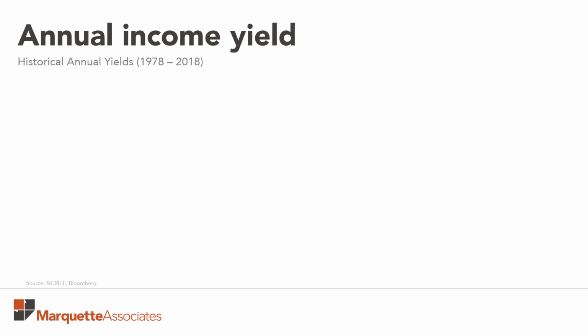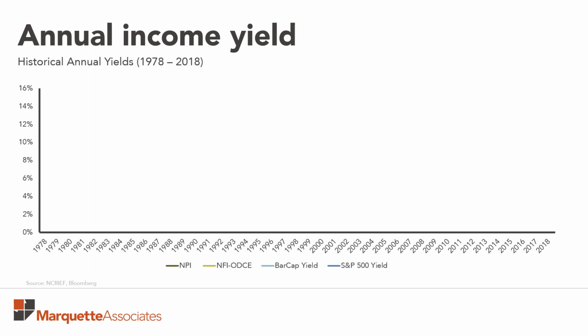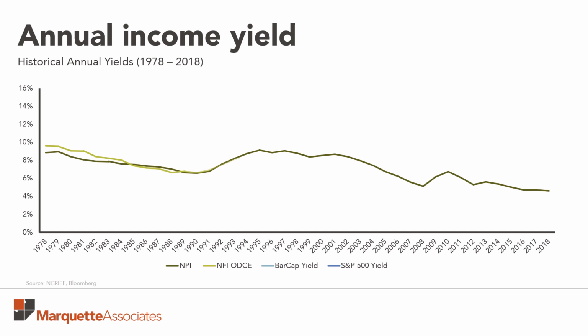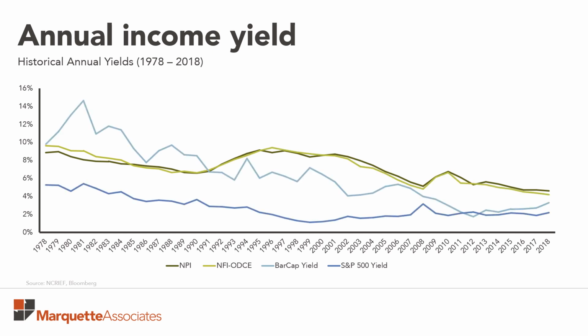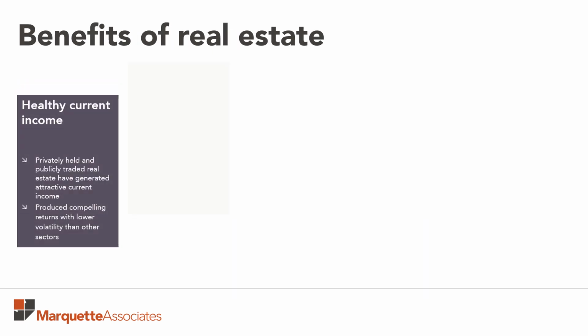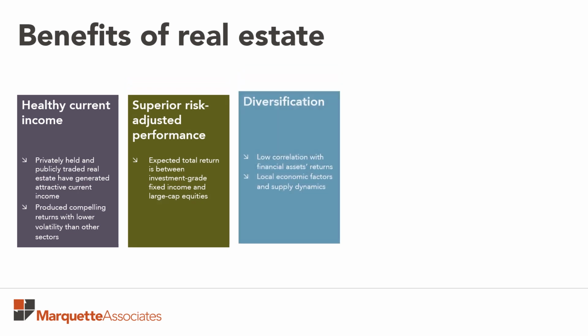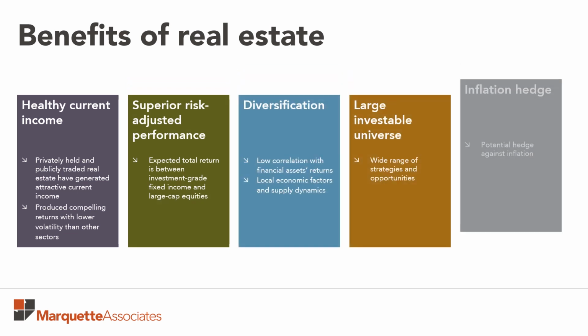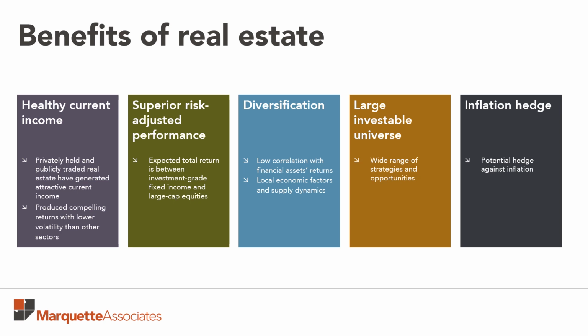Private real estate, represented by the income returns of the NPI, or NCREIF Property Index, and the NFI-ODCE, exhibits attractive income. Historically, average annual yields for real estate have been slightly over 7%, which compares favorably to fixed income and U.S. equities. To conclude, benefits of adding real estate within a portfolio include high current income, superior risk-adjusted returns, access to a large investment universe, diversification, and a potential hedge against inflation.